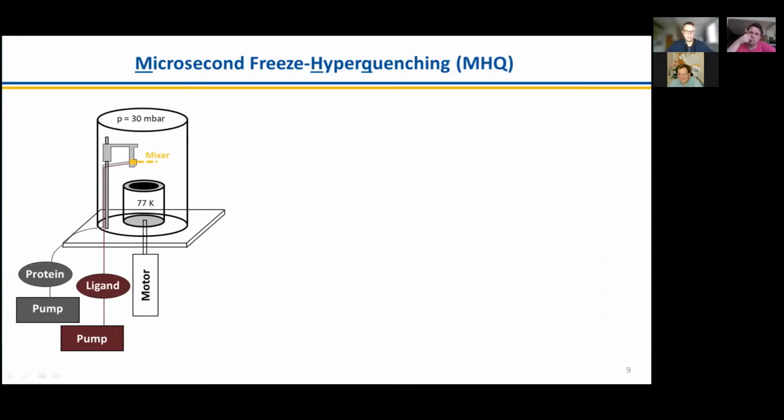Afterwards, we put the cold plate into slow rotation. We scratch the sample from the surface of the cold plate and then put it into an EPR tube, compress it there such that we can do the measurement afterwards. So this is basically the procedure of preparing the MHQ samples.